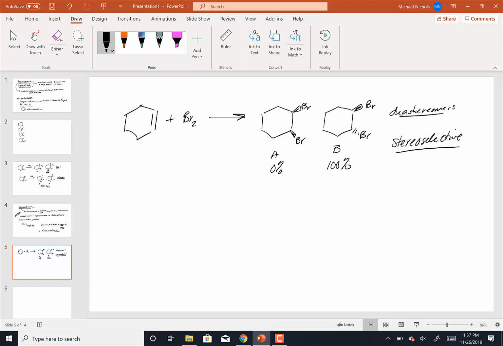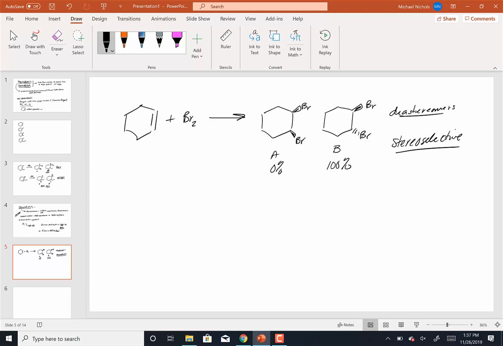If it was 80-20, it would still be selective. It would still be stereoselective. We just don't have any reactions that do that. Okay, everybody kind of still okay with that?